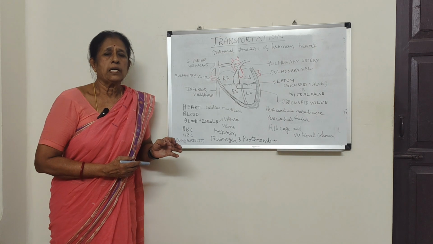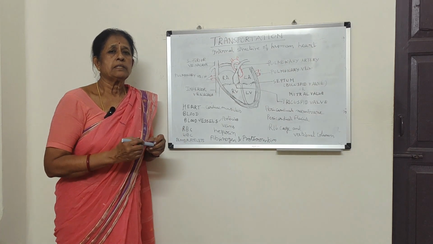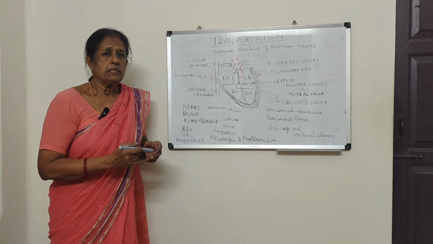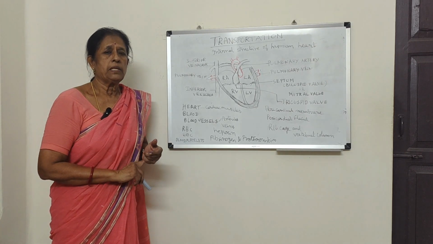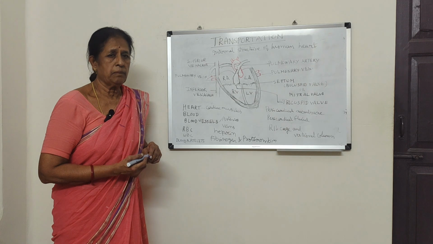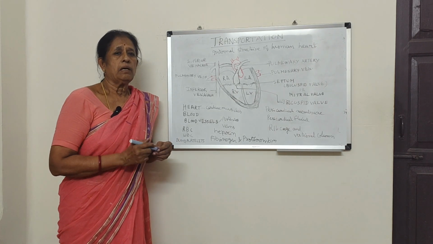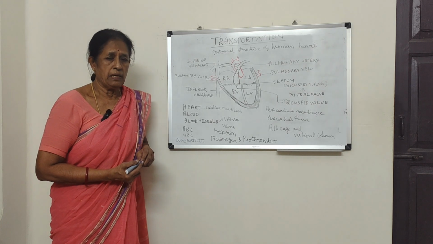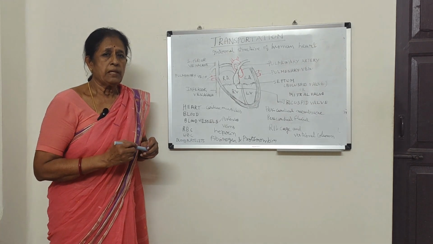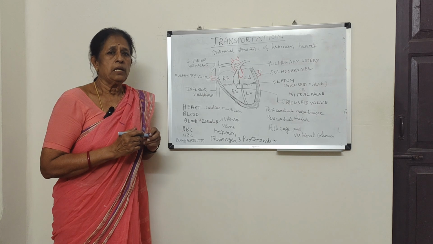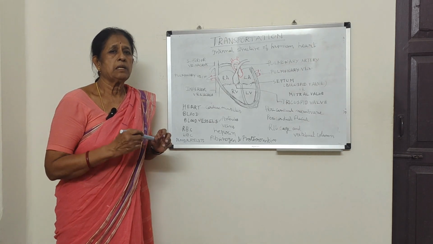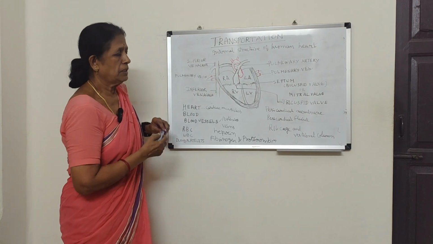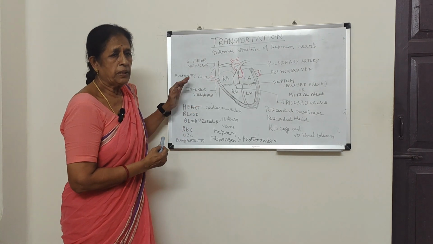All the arteries carry oxygenated blood except the pulmonary artery. Only the pulmonary artery carries deoxygenated blood. And in the same way, all the veins carry deoxygenated blood except the pulmonary vein. So the pulmonary vein is the only vein which carries oxygenated blood. So these are the important components of the blood.